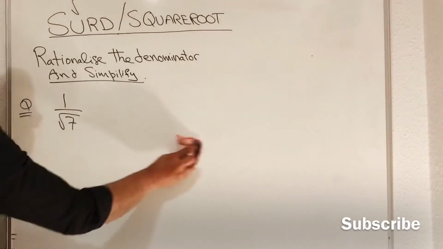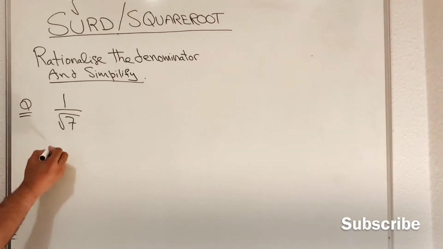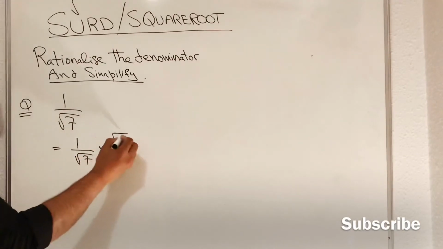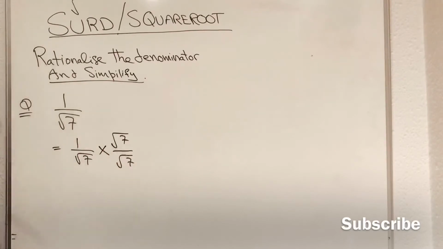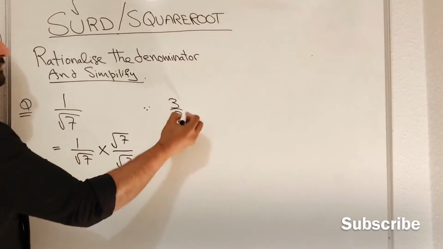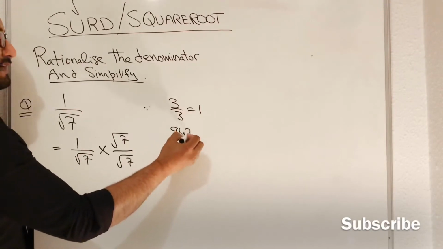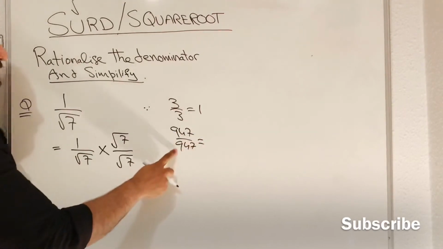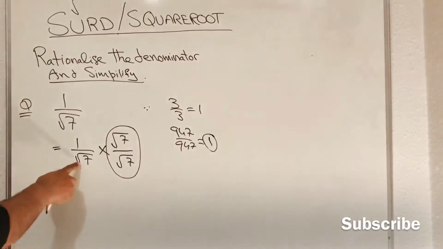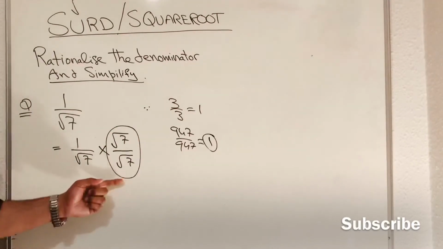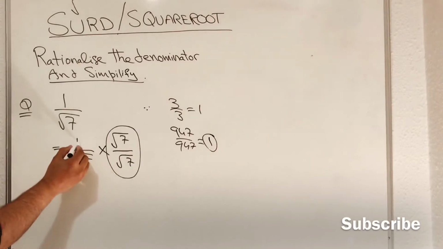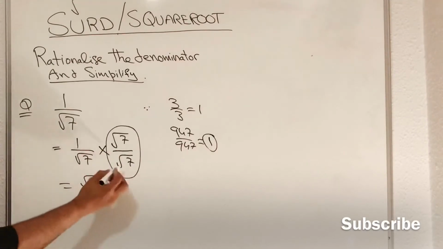So this is our question: 1 over the square root of 7. Then you have to multiply by the same number and divide by the same number. Why? Because anything over itself, 3 over 3, what does it mean? 1. If I say 947 over 947, the same number divided by the same number, what does it mean? 1. So this is also a 1. 1 multiplied by a value gives you the same value. That's why it won't affect our question. So now we got these values. We multiply the top by the top and the bottom by the bottom.